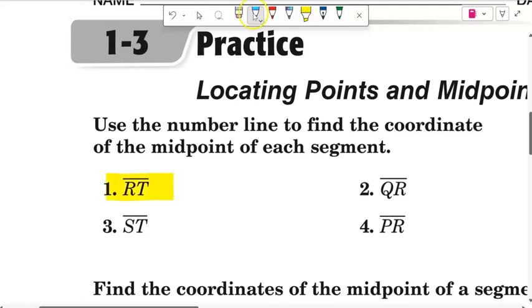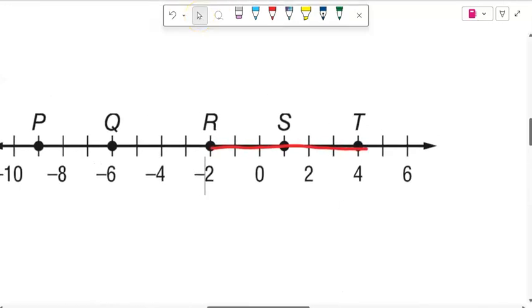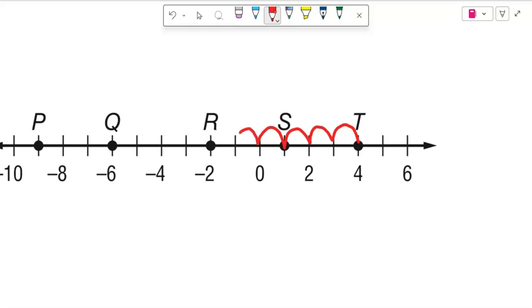So segment RT. If we look at the number line, we've got segment RT right here. It's asking us to find the midpoint. It's the point that cuts the segment in half, right? On a number line, the most simple way we could do this is from T to R, we're going 1, 2, 3, 4, 5, 6 tick marks across the number line, 6 spaces across the number line. So if we go 6 all the way across, to cut it in half, the midpoint would just be 3.